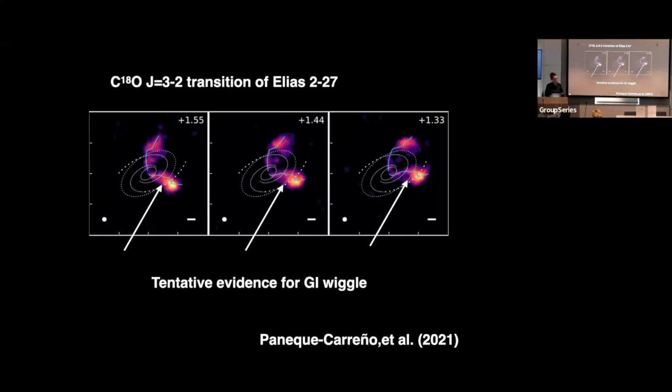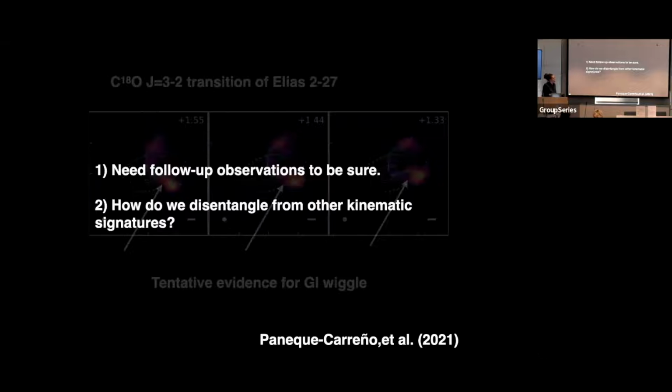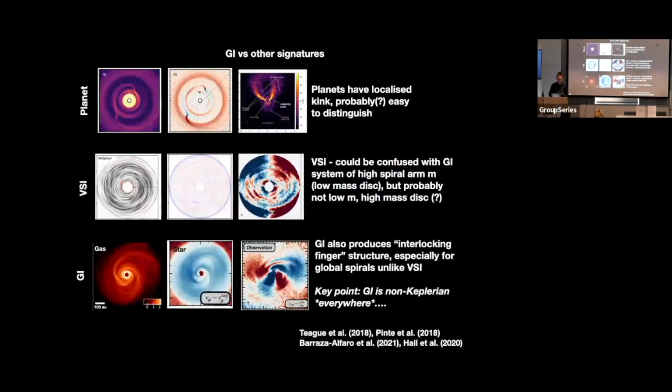What I would say is that we need follow-up observations to be sure; we always want higher resolution and higher sensitivity, right? But a key question is, how do we disentangle this kinematic signature from other kinematic signatures that may not be gravitational instability? So just to walk you through a couple of other options. The first is a planet.